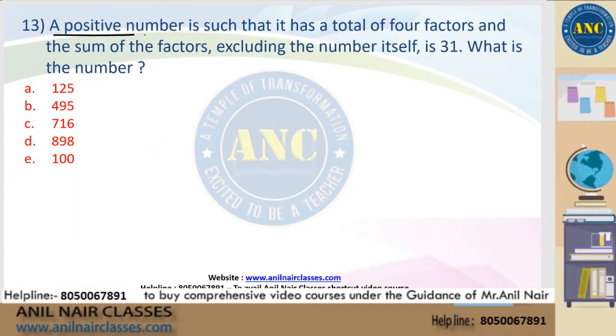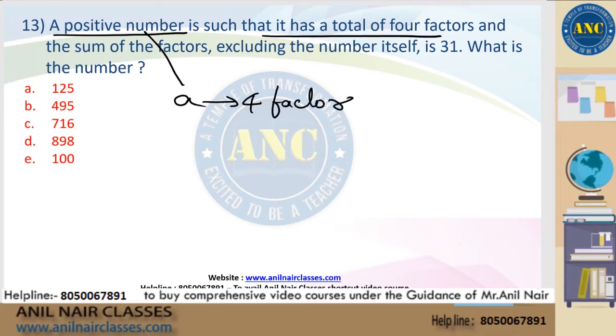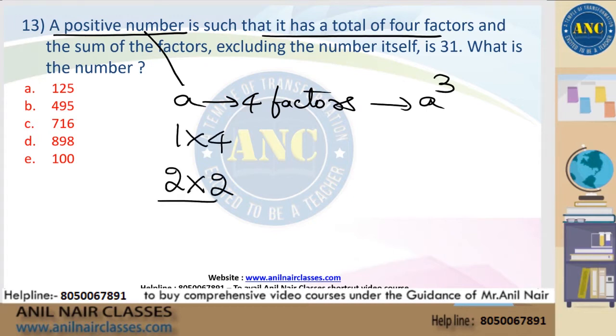A positive number, let the positive number be A. It has a total of 4 factors. So it will be 1 into 4 or 2 into 2. Am I right? So it will be either A cube or A power 1 into B power 1. Are you all with me?